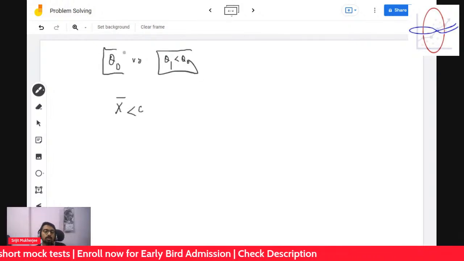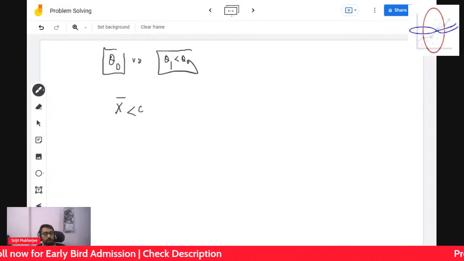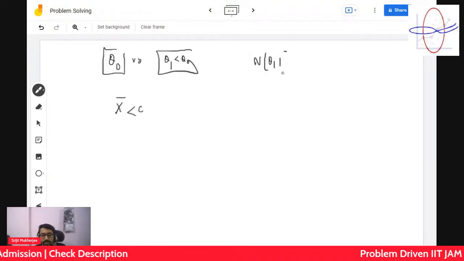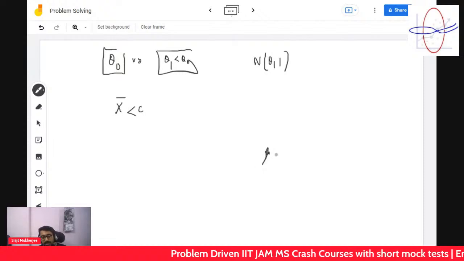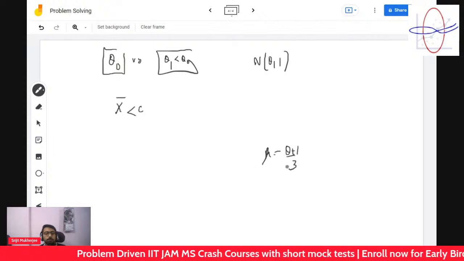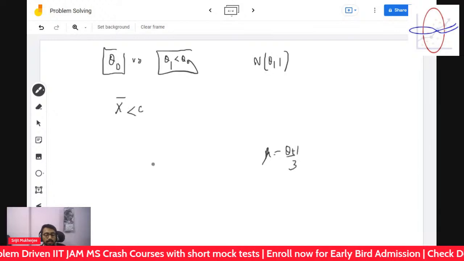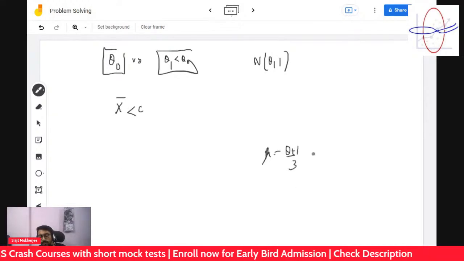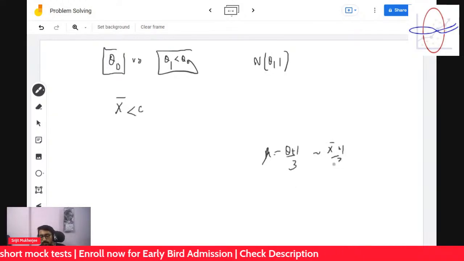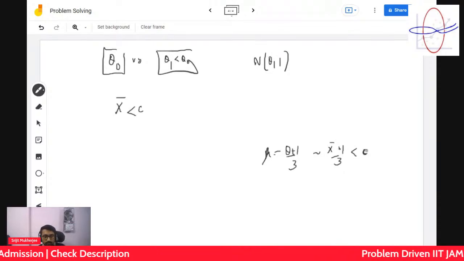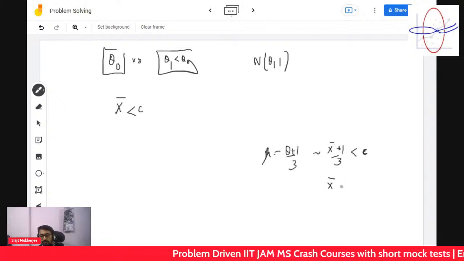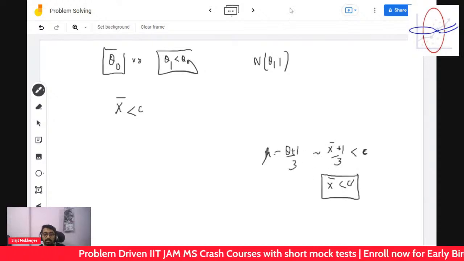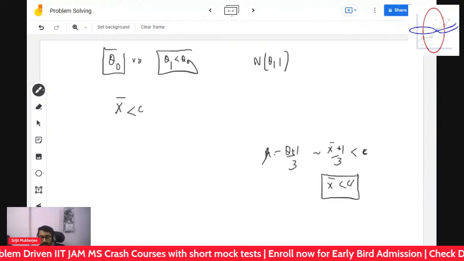Because this is a good estimate of theta for normal theta comma 1. So here the mean is theta plus 1 by 3, it's proportional to theta. So it's the same thing, we replace theta by x bar plus 1. So we reject this if this is less than c. That's the same thing, right? We reject, therefore x bar must be less than a certain c dash. Did you understand? Shana and Nikhil and Ptolemy.